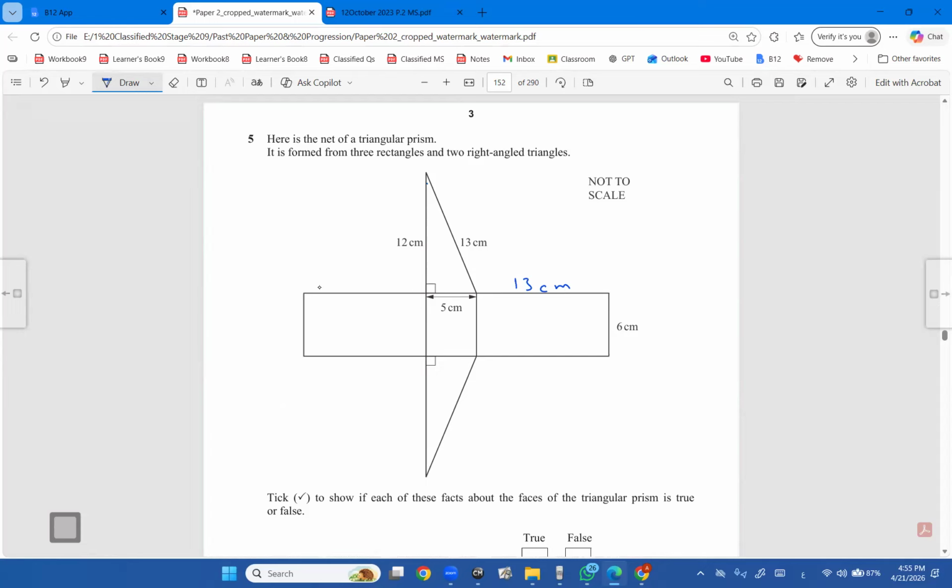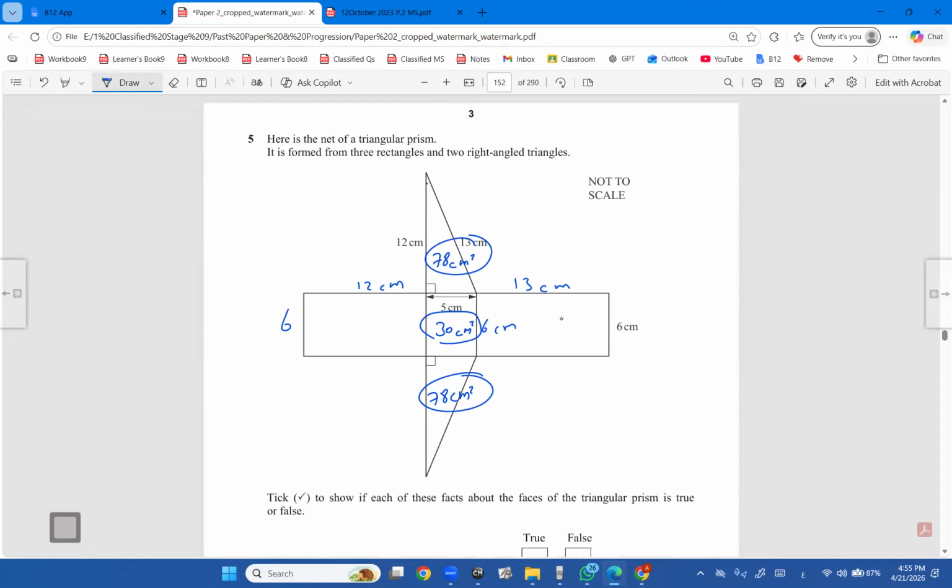This is going to be the same as this one, which is 12 centimeters. And this is 6 centimeters. This is also 6 centimeters. All right, so the area of the triangle, half times base times height, is going to give you exactly 78 centimeters squared. The same also is this one, 78 centimeters squared. And the area of this rectangle that is in the middle, 5 by 6, is 30 centimeters squared.